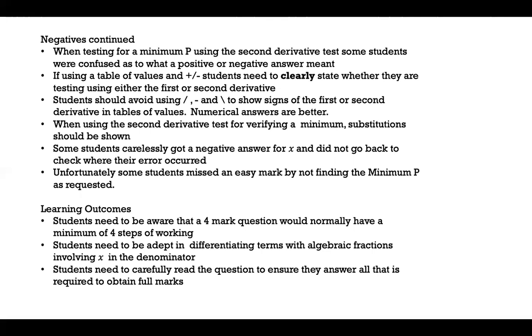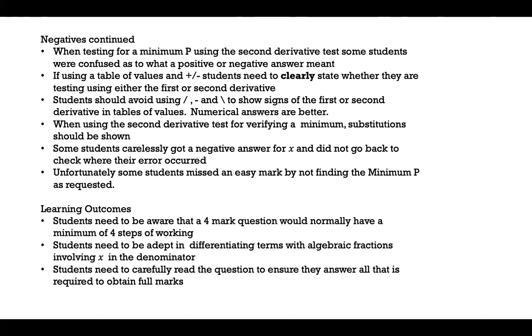If you're using a table of values and you're going to give your answer as plus and minus and 0 in the middle, students need to clearly state what they are testing using either the first or second derivative, because if you have a plus or a minus and you don't indicate, we have no idea what test you have used. Students should also avoid using forward slash, dash and backward slash to show the signs of the first or second derivative in tables of values. Numerical answers are better.